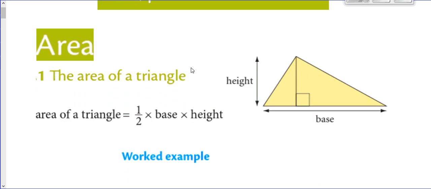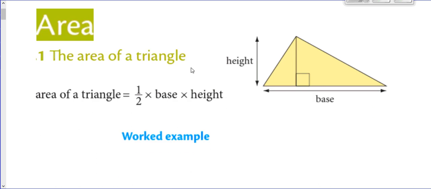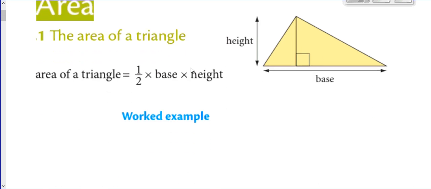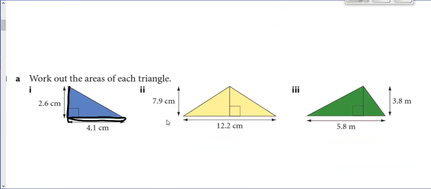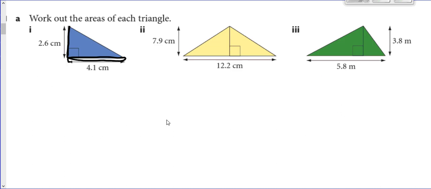Now, to find the area of a triangle, we need to know the formula, which says area of a triangle equals half times base times height. Let's see the worked examples. How do we use that formula to answer questions? Okay, now we have question A here. The question is, can you try to work out the area of each triangle you see there?